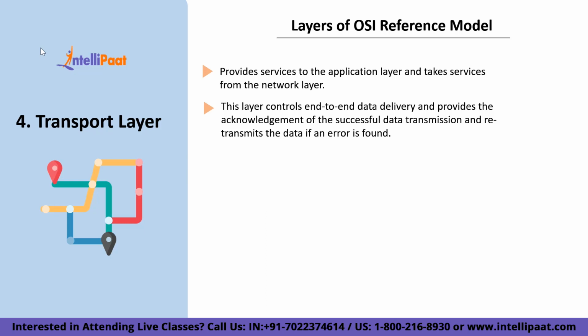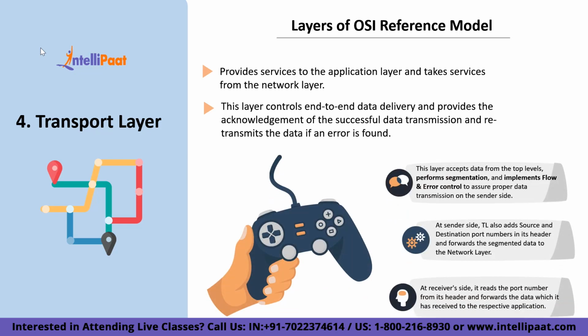The transport layer also provides the acknowledgement of the successful data transmission and retransmits the data if an error is found. At the sender's side, the transport layer receives the formatted data from the upper layers, performs segmentation and also implements flow and error control to ensure proper data transmission. It also adds source and destination port numbers in its header and forwards the segmented data to the network layer.